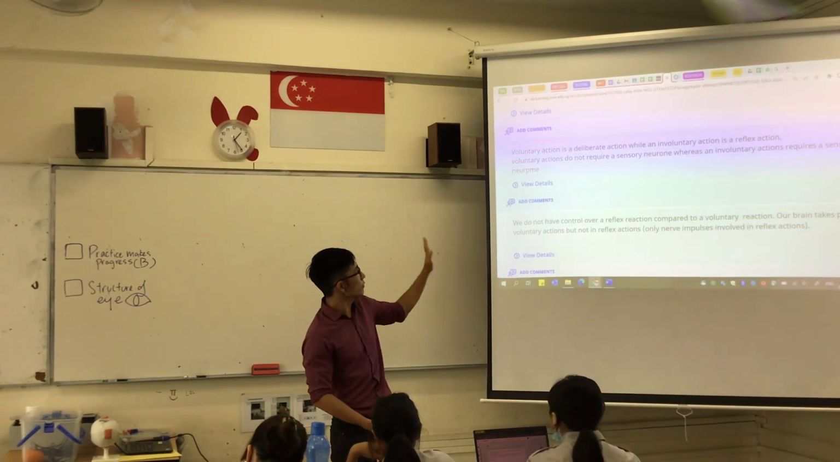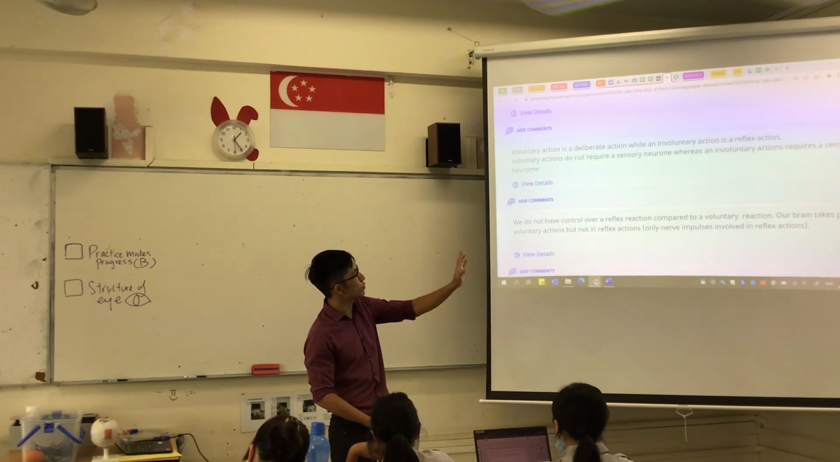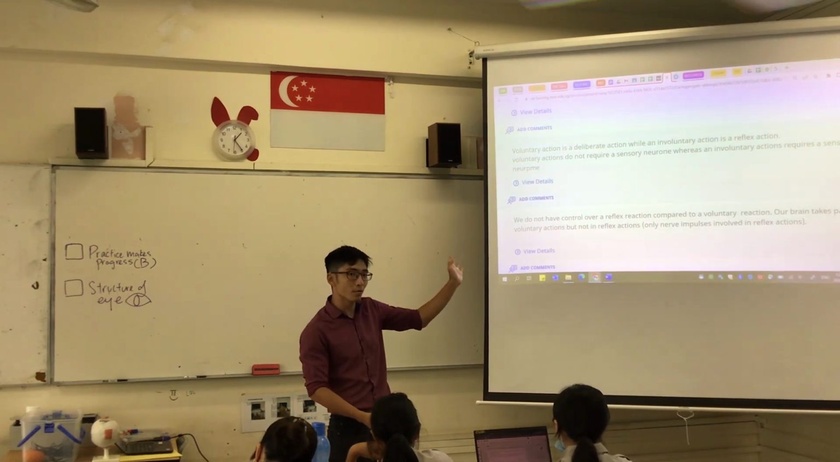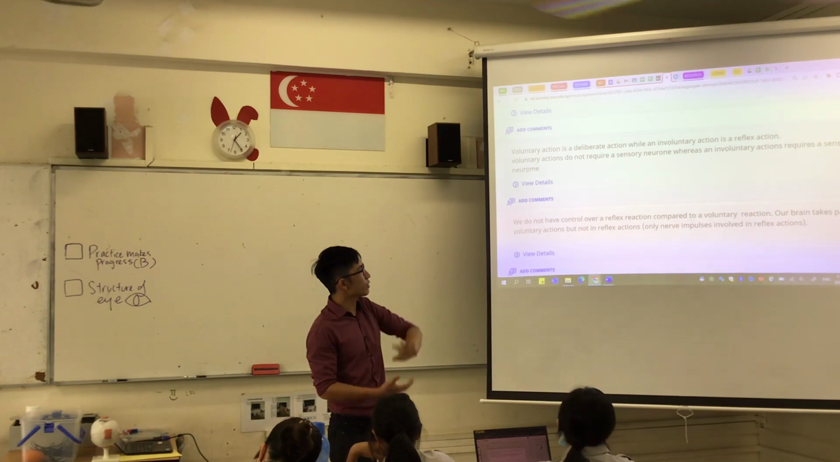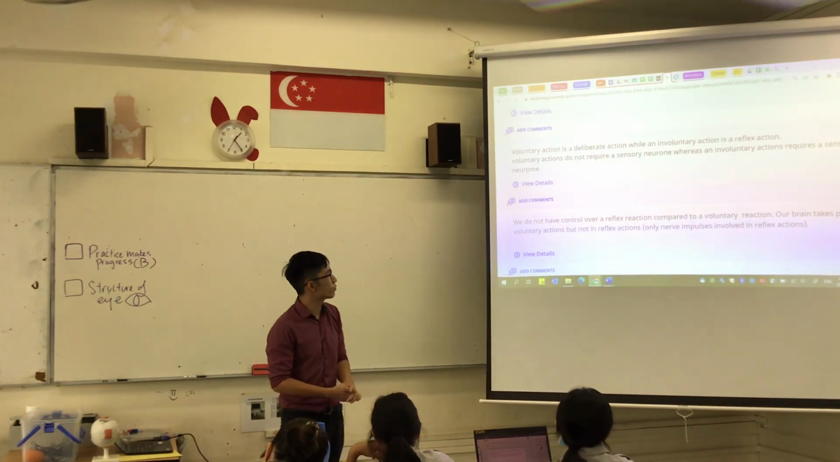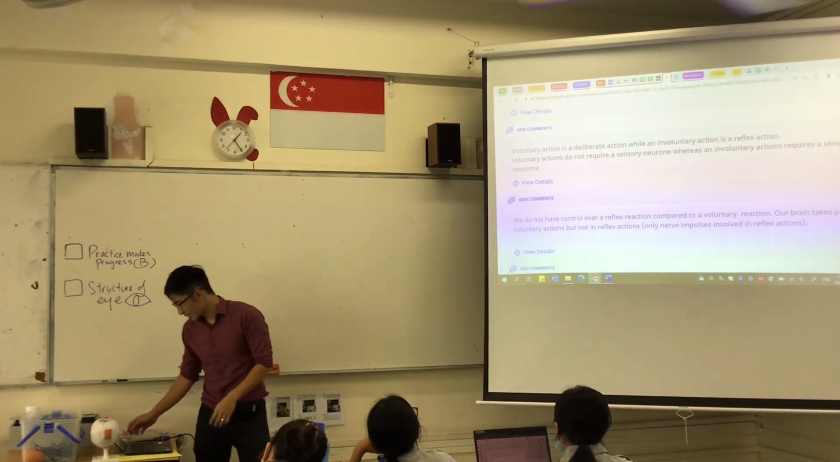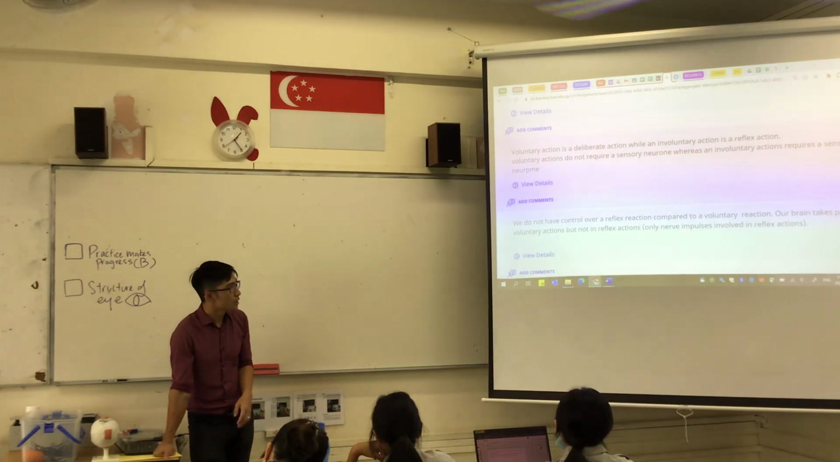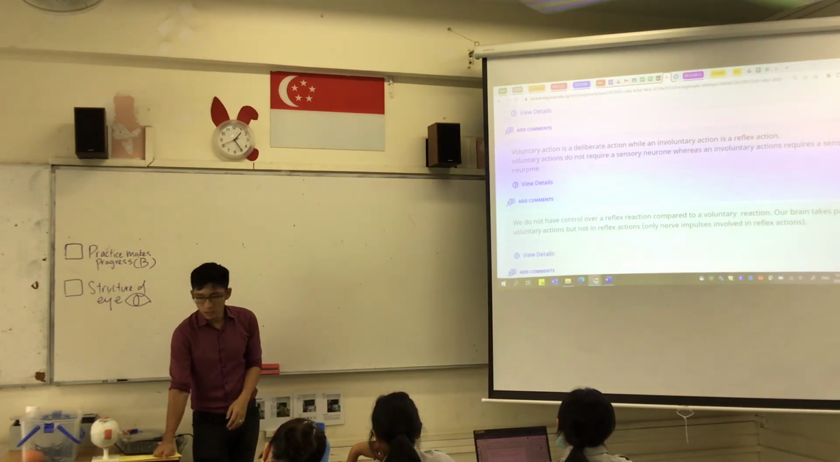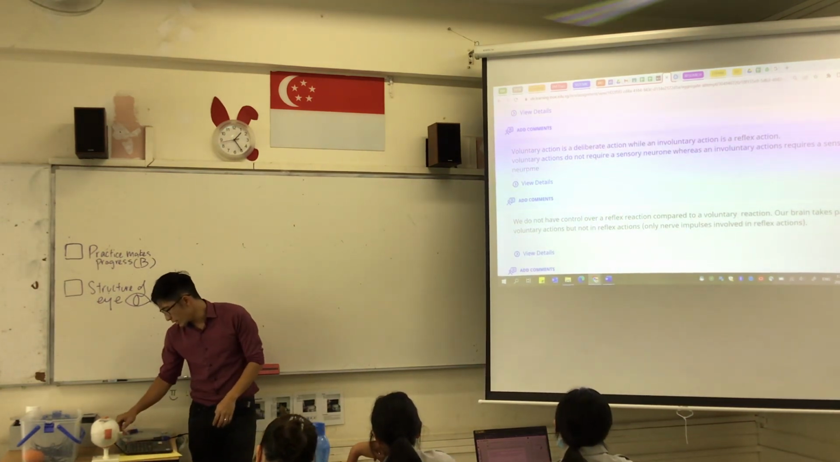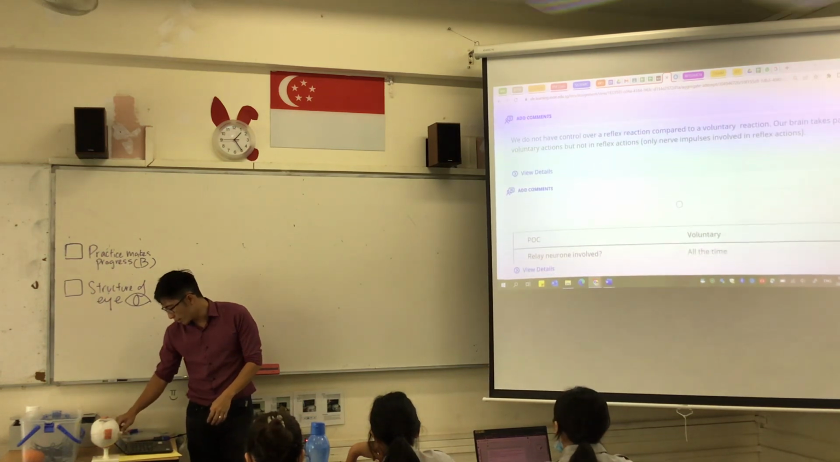The second one is okay. Voluntary actions do not require a sensory neuron. It may or may not require, while involuntary actions require a sensory neuron. Okay, so largely I see around the same kind of responses.